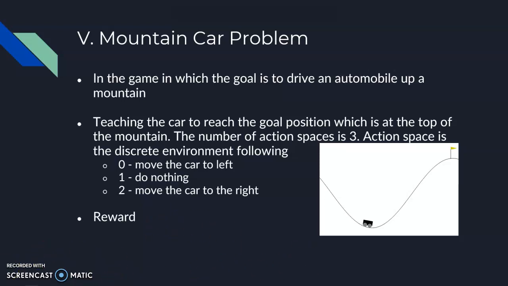For episode termination, the episode terminates if either of the following happens. The position of the car is greater than or equal to 0.5, which is the goal position on top of the right hill, or the length of the episode is 200.